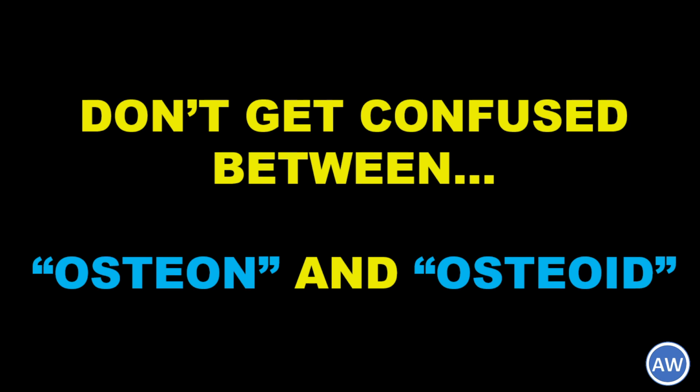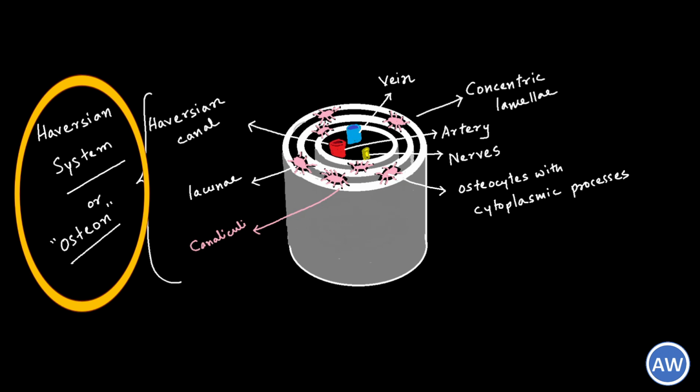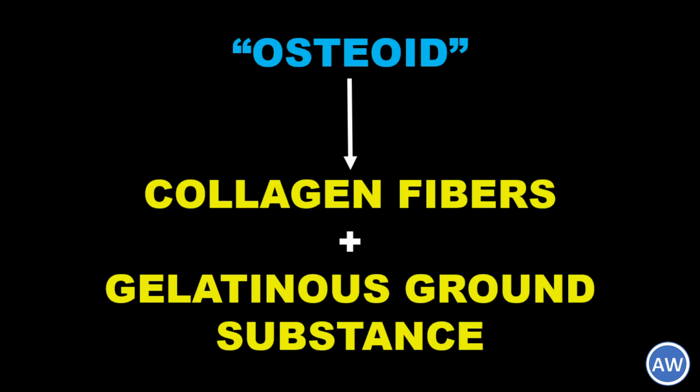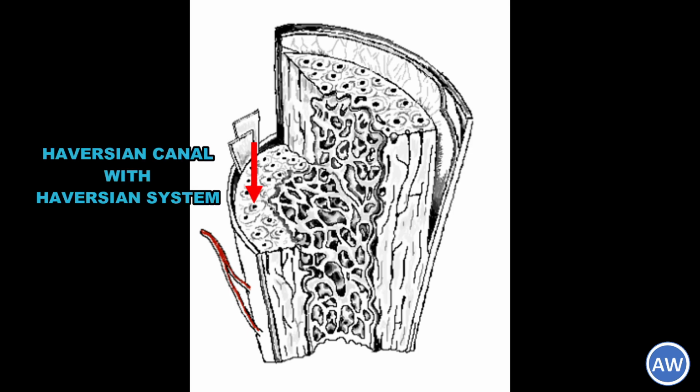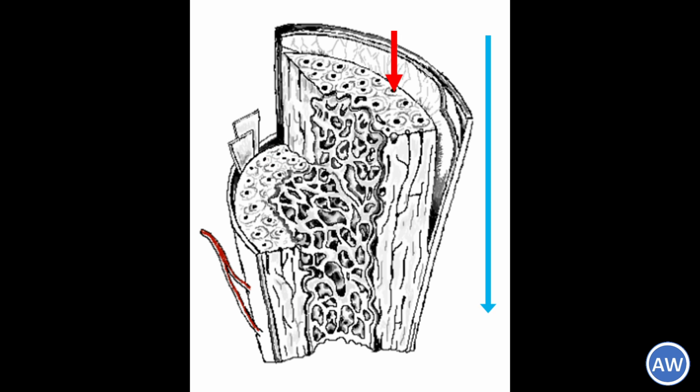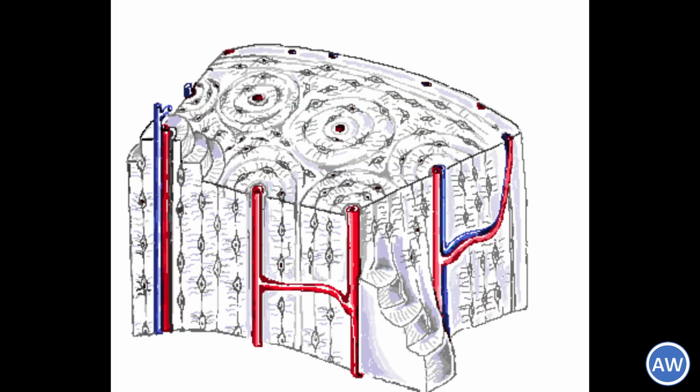Don't get confused with the terms osteon and osteoid. While osteon is a typical Haversian system with the canal and the concentric lamellae, osteoid is the organic matrix, that is, collagen fibers and gelatinous ground substance of a bone before mineralization. The Haversian canal with the whole typical Haversian system runs parallel to the length of the bone. A compact bone has numerous osteons or Haversian systems.